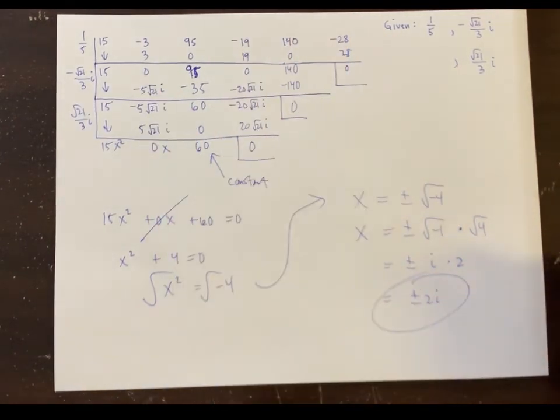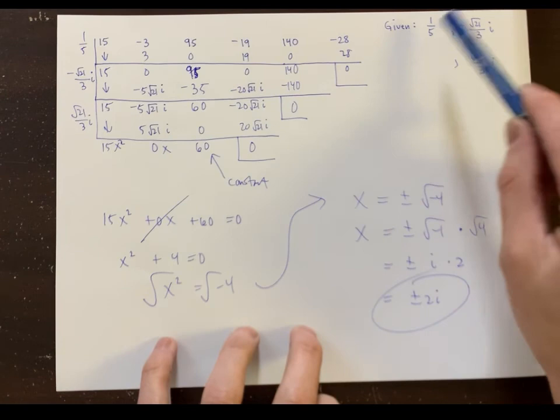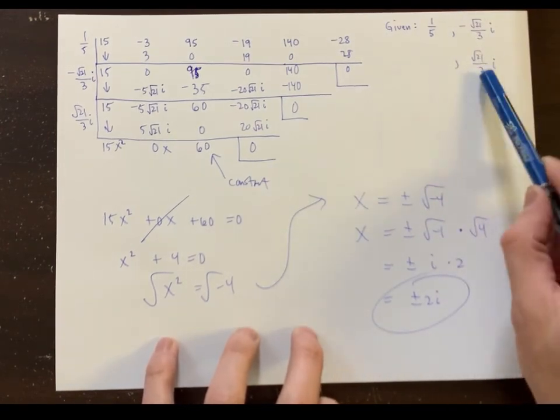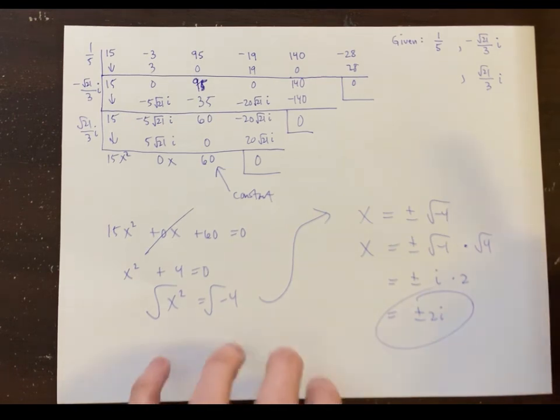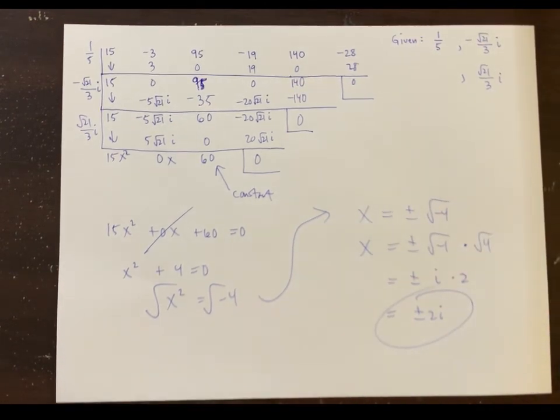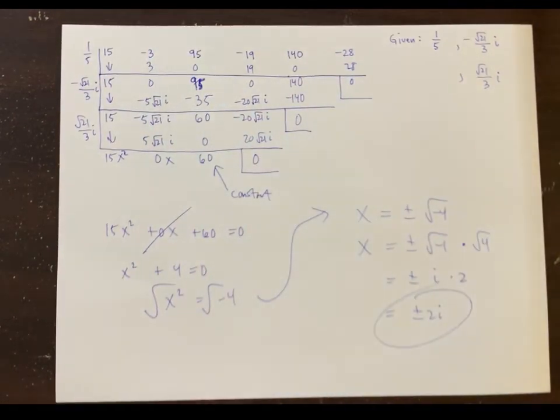So this one had 5 zeros, or 5 roots. The 2 that are given, the conjugate that we discovered, and the 2 that we really discovered for ourselves. So we have 1, 2, 3, 4, 5 roots for the original fifth degree polynomial.